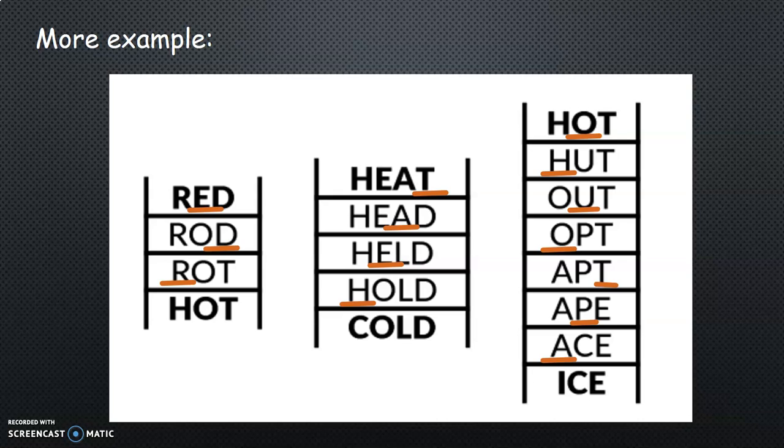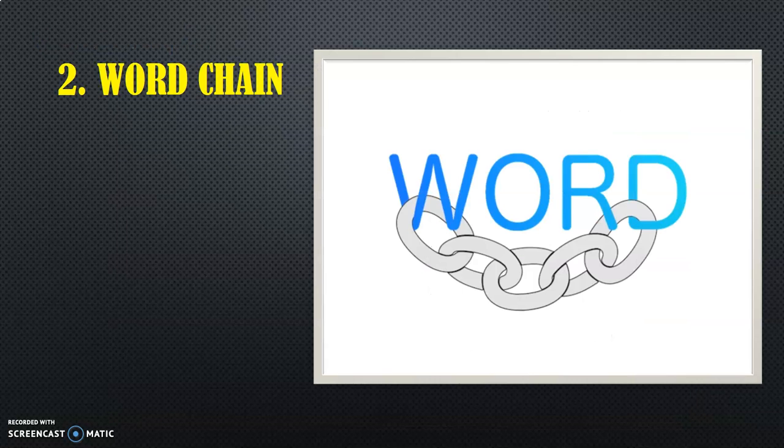Okay, next is ice and hot. So ice is given and hot is given, that is, the starting and the ending word are given. Now how do we change? Ice we change to ace, then ape, then apt, opt, out, hut, and at the end hot. So in this way we change the words, and this is what is called a word ladder. I hope you understood. Let's move to the next game, that is word chain.